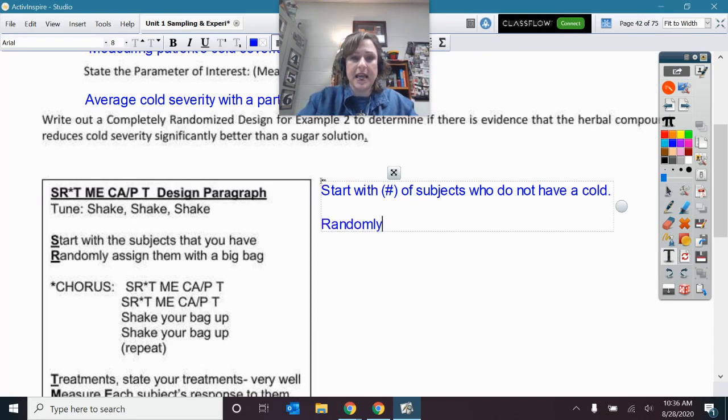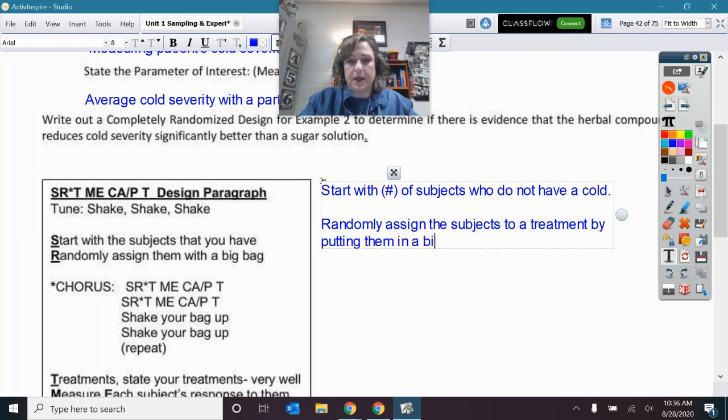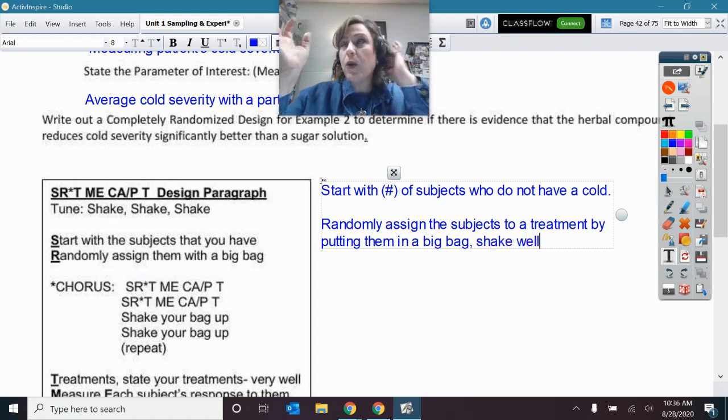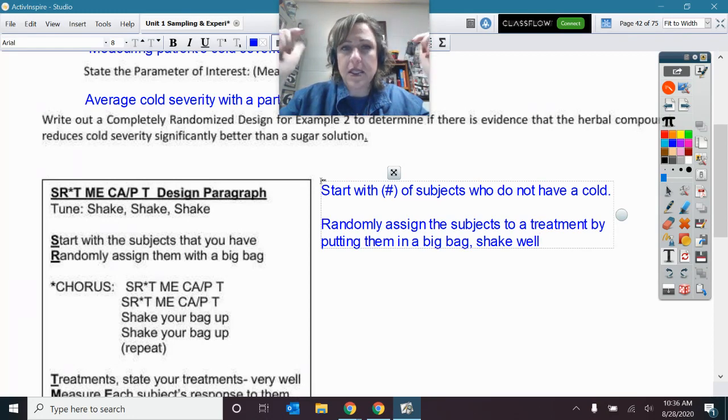Okay. Randomly assign them with a big bag. So I'm going to randomly assign the subjects to a treatment by putting them in a big bag. Make sure you say shake well. Shake well. Okay, that shake well is a very important component. It could be the difference between you having full credit or partial credit, because that is what is indicating that randomness to that selection out there, or assignment out there to the treatments.